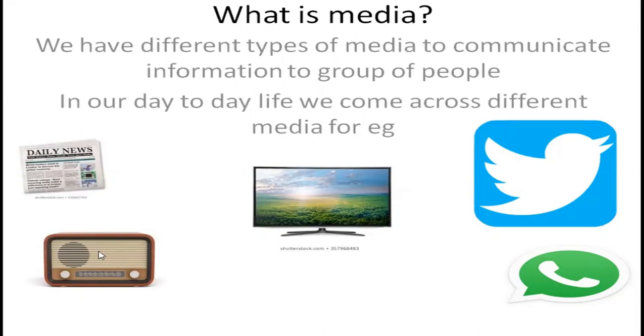Newspaper, radio, television, WhatsApp, Twitter. A newspaper contains text and images, and is used to communicate to a group of people. Radio is able to produce sound and communicate to a group of people. Television communicates to a group of people by showing videos. The other two are called social media. So media is a way to communicate our information to a group of people.